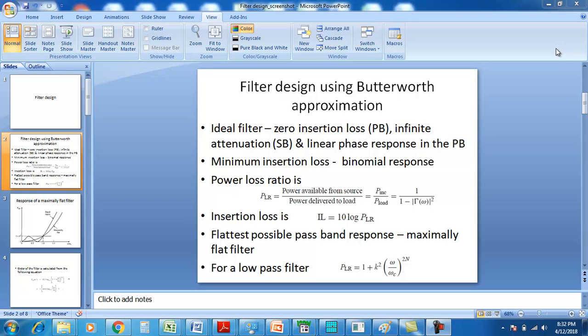Filters are mostly used in communication networks. It may be radar, wireless networks, etc.